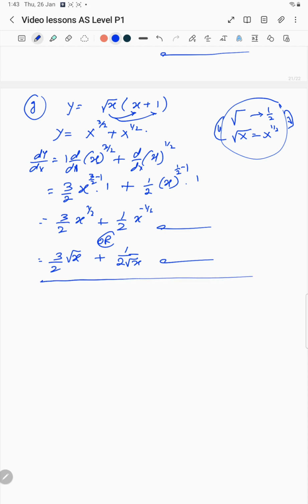Okay, so I hope this thing is clear to you guys. Let's do one more question. Say we have y is equal to 2x squared minus 3 whole squared.